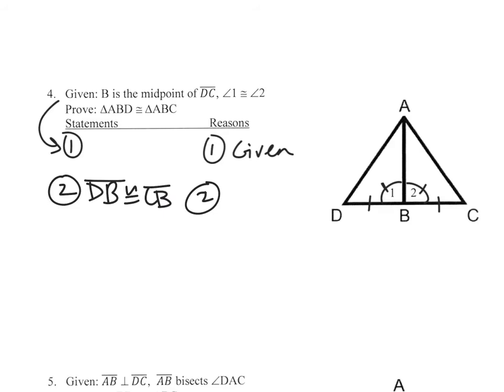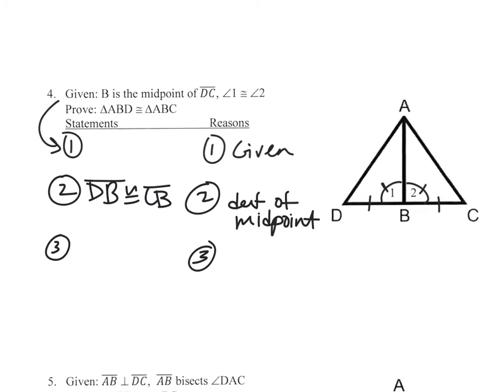Cole, what's the reason for that one? Can you put your phone on? Why are they congruent? Segment bisecting. Close. You have a midpoint, so what should we say? Definition. Definition of a midpoint. Good. You've marked that in your picture.